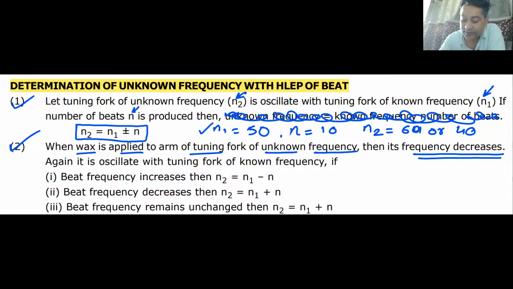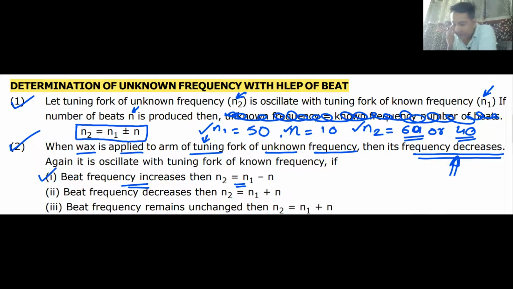So basically what I'm saying is if the known frequency is 50 and the number of beats is 10, the unknown frequency can be anywhere between 60 and 40. Which one of these is correct? To find out, we apply wax on the tuning fork of unknown frequency. Because of this, the frequency of the tuning fork will decrease, and again it is made to oscillate with the known frequency. Now, if the beat frequency increases, then N2 will be equal to N1 minus N.